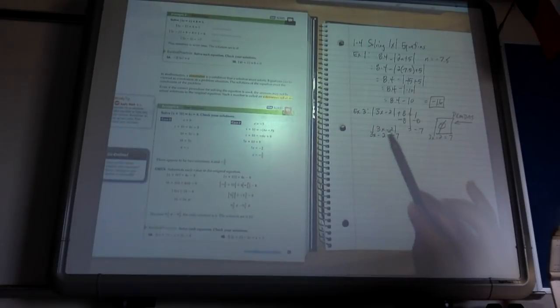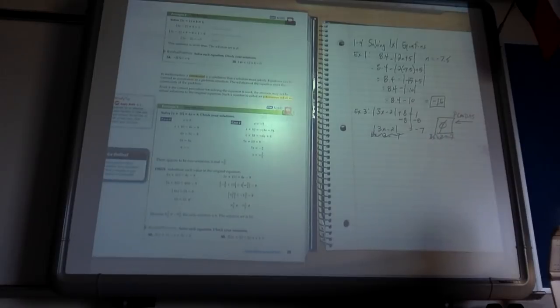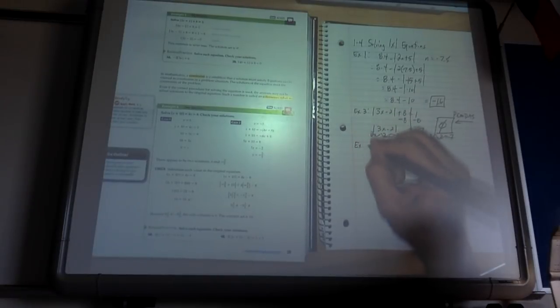I know right now, if I take the absolute value of all this, I will never get a negative answer, so our answer is no solution. So this stuff is irrelevant right here. I'm going to jump back to example 2a and show you how it works when it doesn't give us a no solution answer.